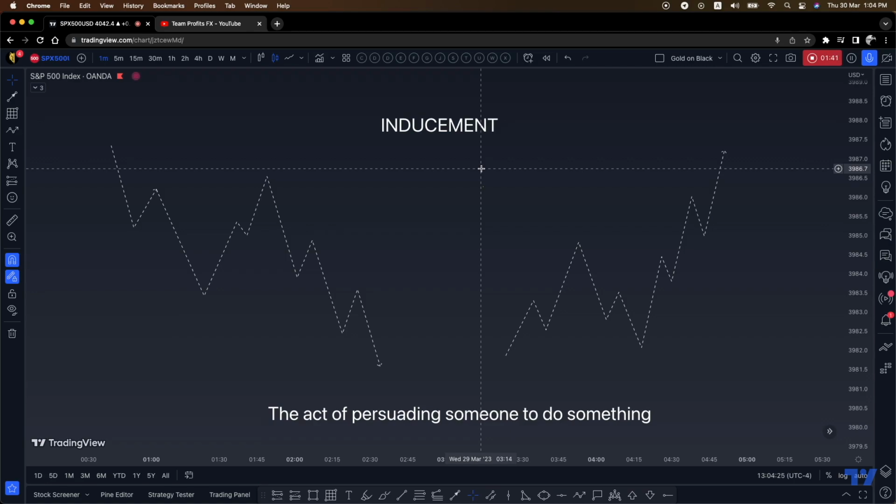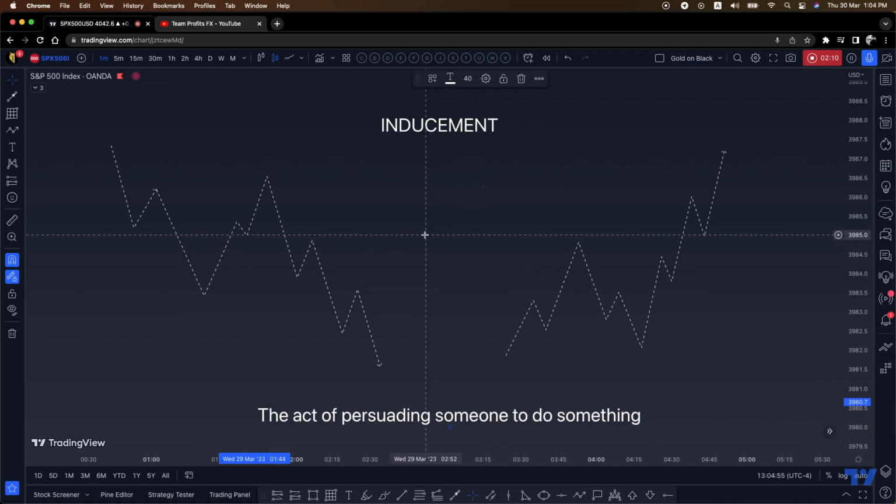Just entering into the markets. The market will show you something, right? The price will show you something that is going to make you want to get in. So that's why it's called inducement. It's inducing you to do something. It's inducing you to get into the market, whatever direction you want to go. You want to go buying, you want to go selling. That's literally what inducement means. The actual word and what it technically means.